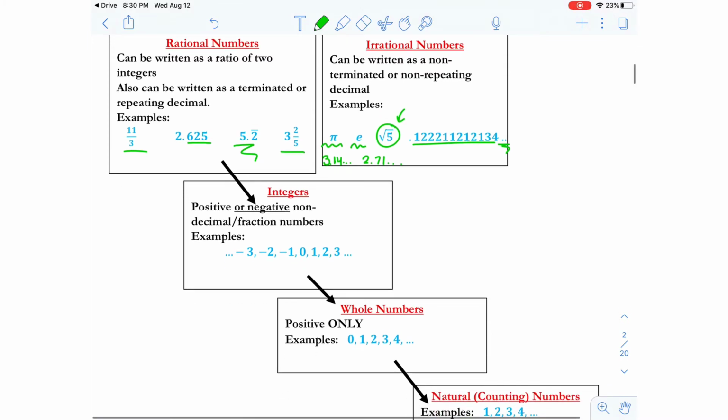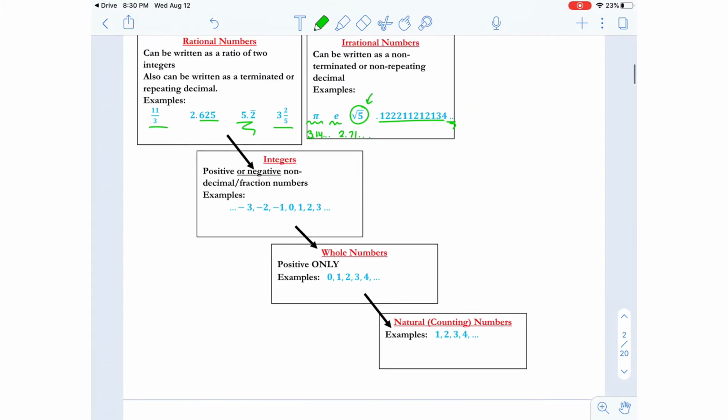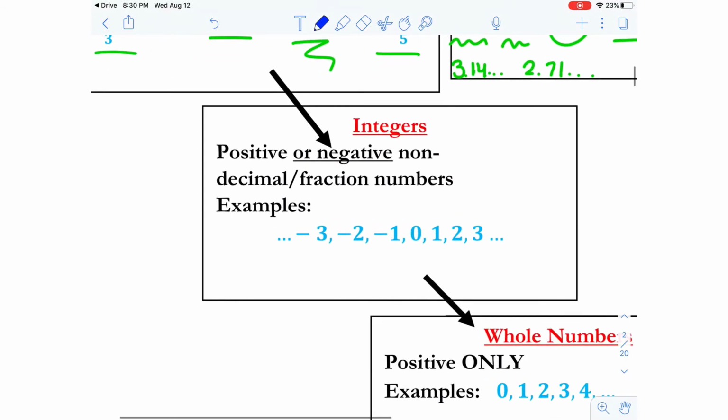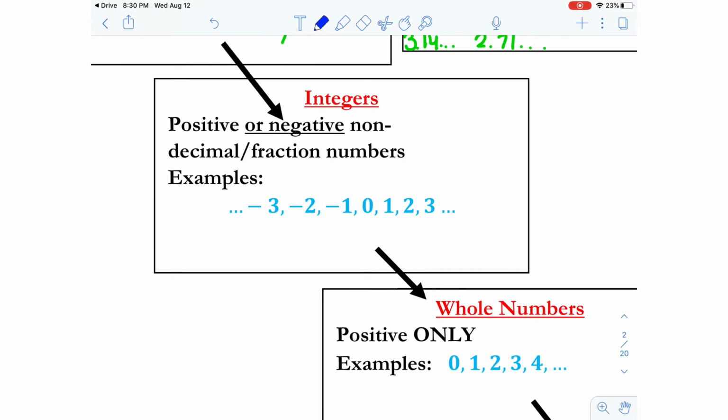Moving on, we can further classify rational numbers. If they're irrational, you're done. That's as far as you can classify. However, rational numbers we can classify as integers. Integers are positive or negative. Like, I think of them as kind of whole numbers. Technically, that's not the wording because whole numbers are only positive. But numbers that don't have decimals or fractions, positive or negative.